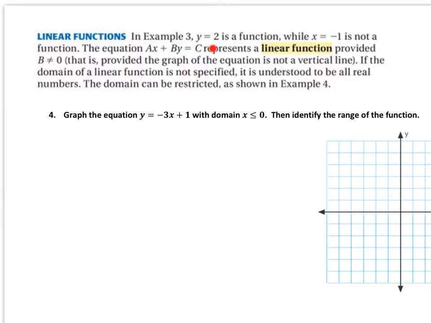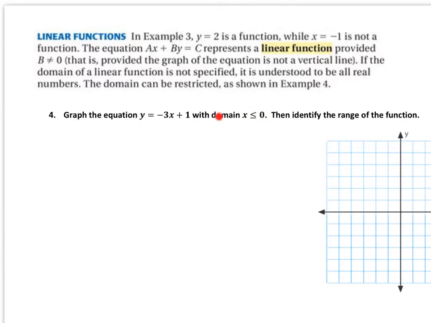In example 3, y equals 2 is a function, while x equals 1 is not a function. The equation ax plus by equals c represents a linear function provided that b is not 0. That is, provided that the graph of the equation is not a vertical line. If the domain of a linear function is not specified, it is understood to be all real numbers. The domain can be restricted as shown in example 4. So let's take a look at our number 4.